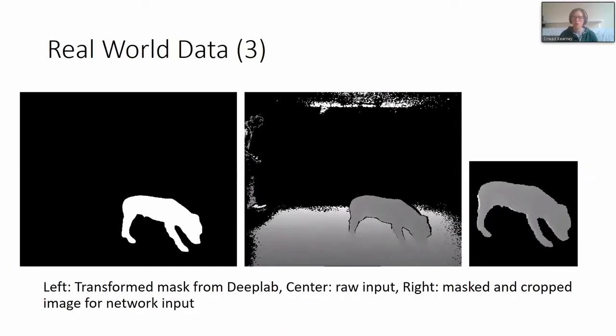So now we have the mask on the RGB image, but we need to be able to apply it to the depth image. To do this, we apply the homography matrix between the two sensors in the camera, and we get the mask on the left. Given our raw input image in the center, we apply the mask to this. We crop and scale the image accordingly so that it will be appropriate for input to the network, and that gives us the image on the right.